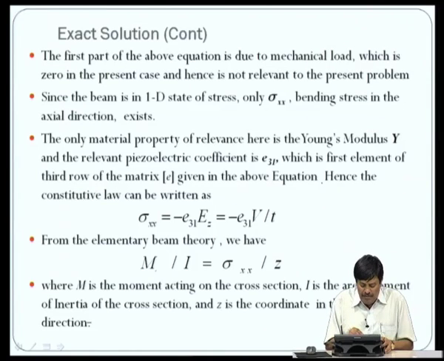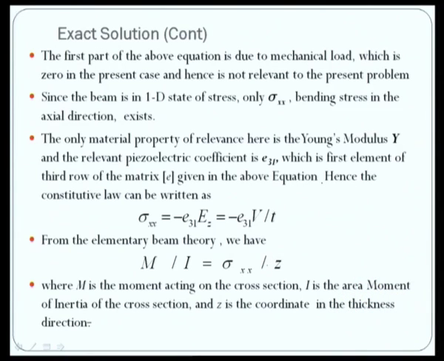From the elementary beam theory, we said that M by I will be equal to sigma xx by z, where z is the thickness coordinate, M is the moment acting on the cross section, which we need to find to be lumped and used in the equation, and I is the area moment of inertia of the cross section.